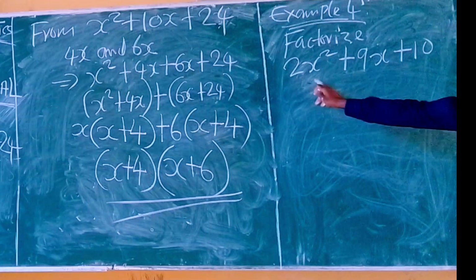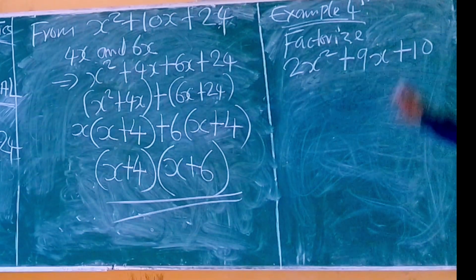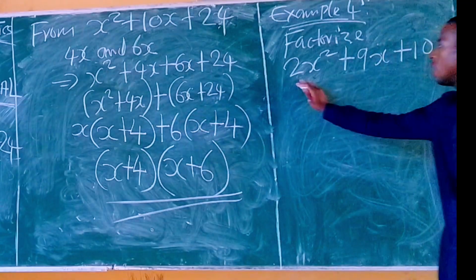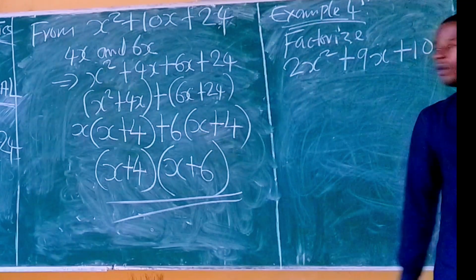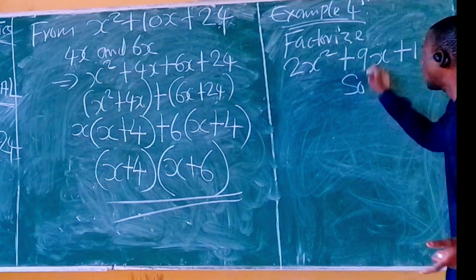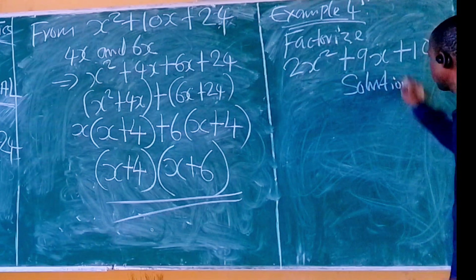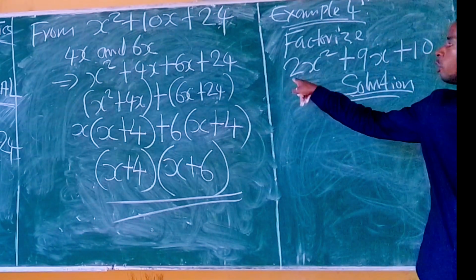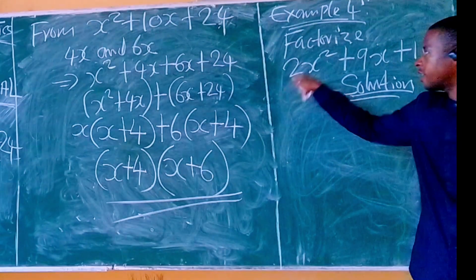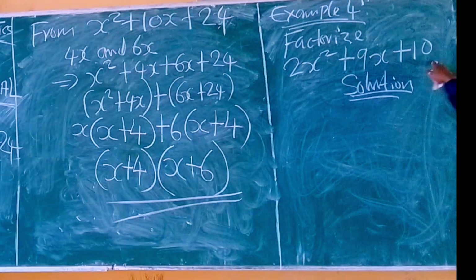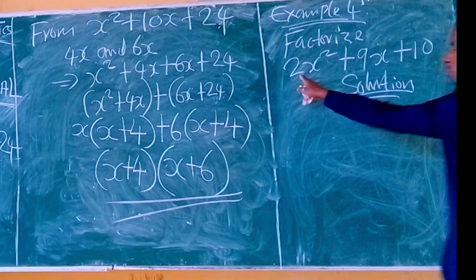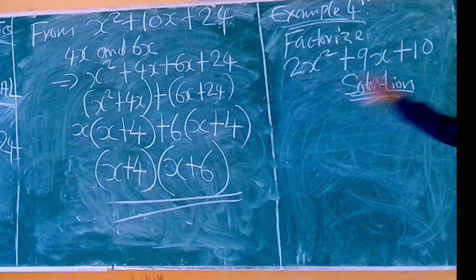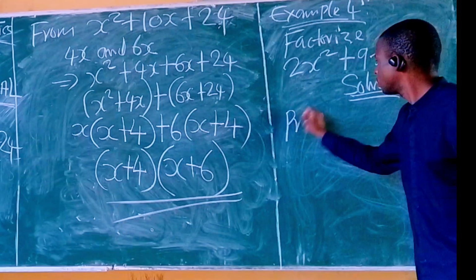Now if you look at this, we have 1, 2, 3, right? So this quadratic equation is a trinomial quadratic equation. Since it's a trinomial quadratic equation, the first thing you have to remind yourself of is to look at the product. The product is the multiplication of the first term and the last term. So we are going to have the product.